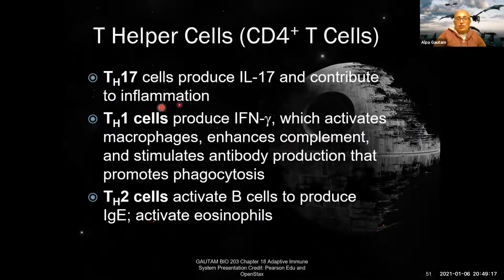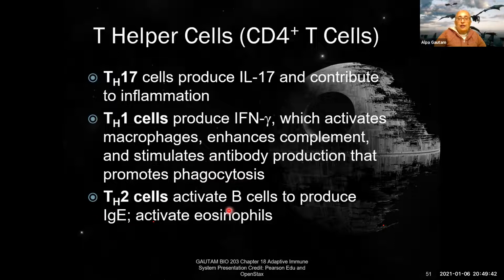Now, Th17 cells produce interleukin 17. Interleukin 17 is a cytokine and it can cause inflammation. Th1 cells produce interferon gamma. So interferon, remember, activates macrophages, enhances the complement pathway, and can stimulate antibody production.